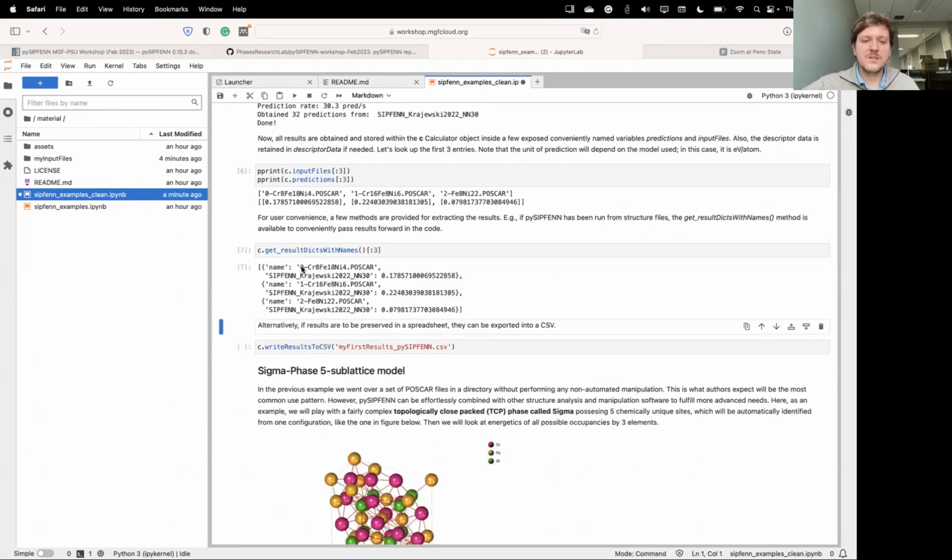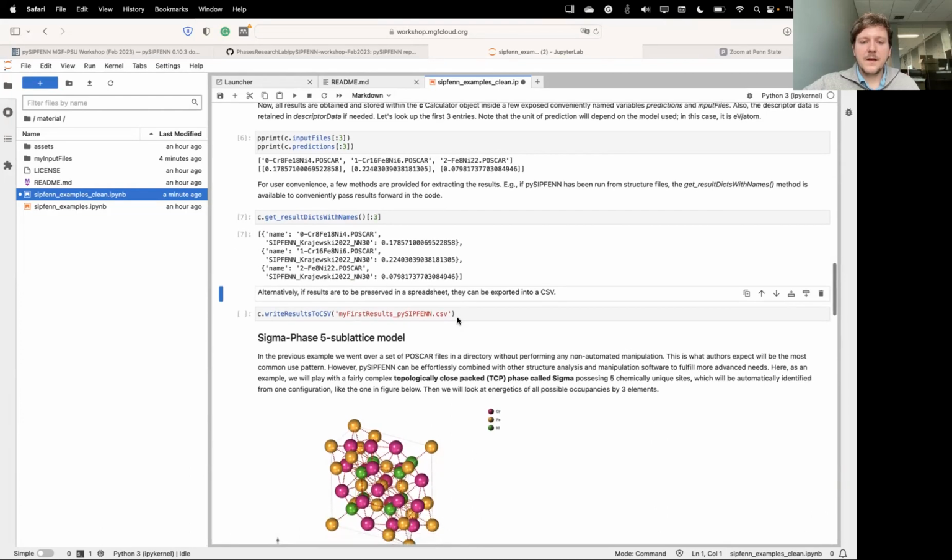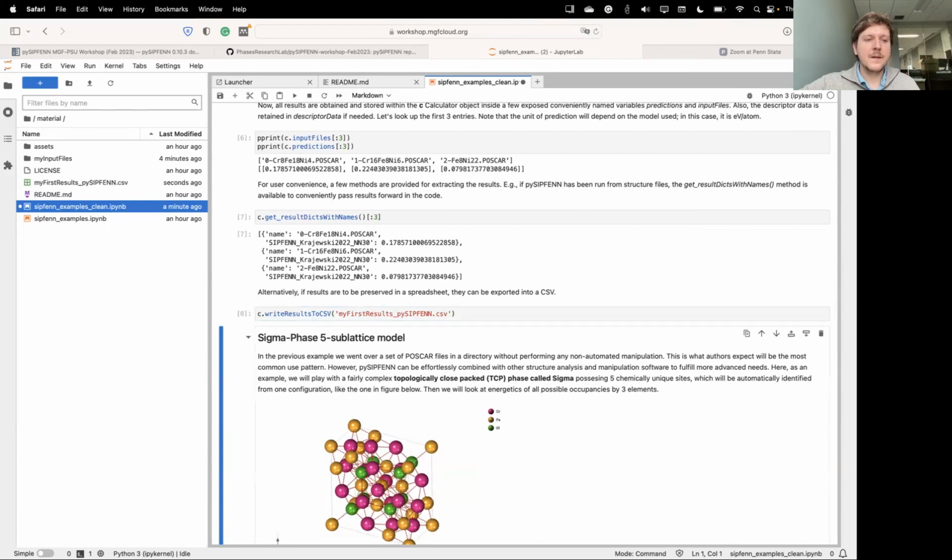So you can see now with this function, you can get results dict with names, and it tells you the name of the structure that you run it on, and the name of the model that was used to run it, with the energy next to it. And if you wanted to have it persistent, you can output it into a CSV, like my first results from PySIPFENN, and it should show up right here next to your Jupyter notebook.